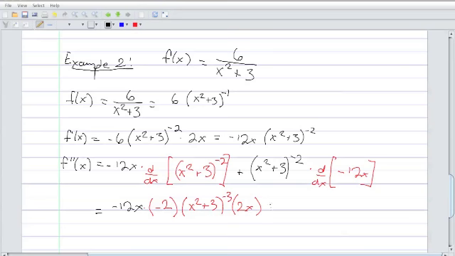So then it's plus x squared plus 3 to the minus 2. Now this derivative here is just going to be negative 12. So times a negative 12.